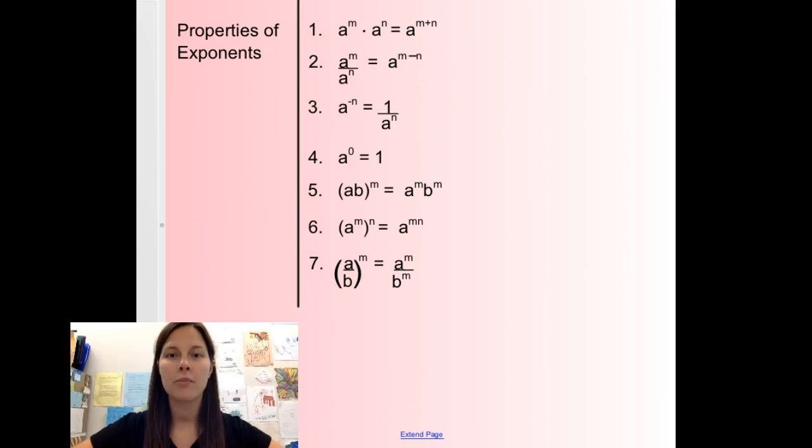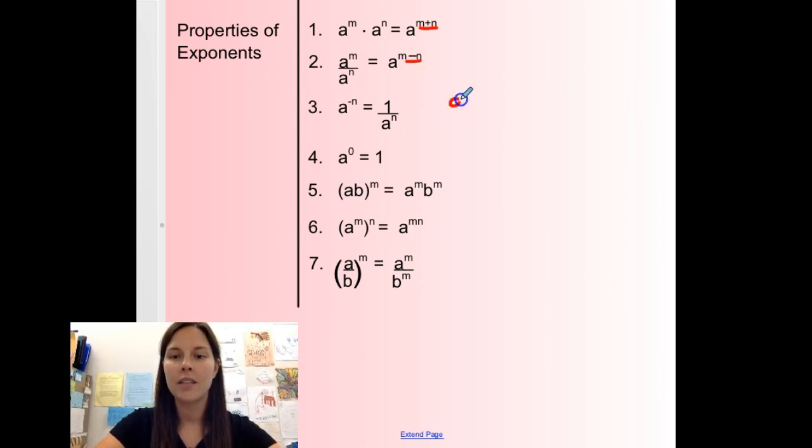We have several properties of exponents. Hopefully you are familiar with most, if not all of these. The first one is that when you multiply powers together, you add those exponents. When you divide powers, you subtract the exponents. A negative power means you flip the power to the denominator. Let me go through why this one works.